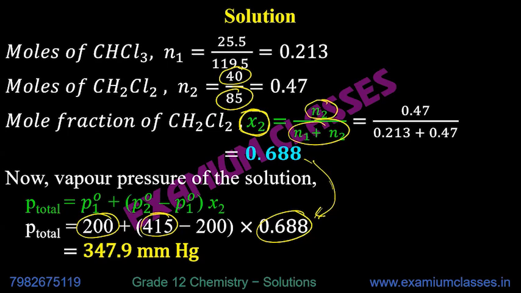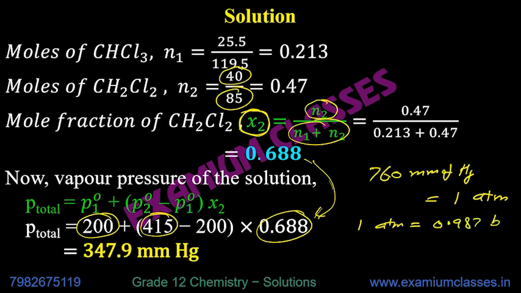Because the values of pressures are given in millimeters of mercury, we will get the answer in millimeters of mercury, unless it is asked in some other units. If you are asked to get it in some other units, 760 millimeters of Hg is equal to 1 atm. 1 atm is equal to 0.987 bar. Or 1 atm equals 1.01 into 10 to the power 5 Pascal. These conversion units you should know.